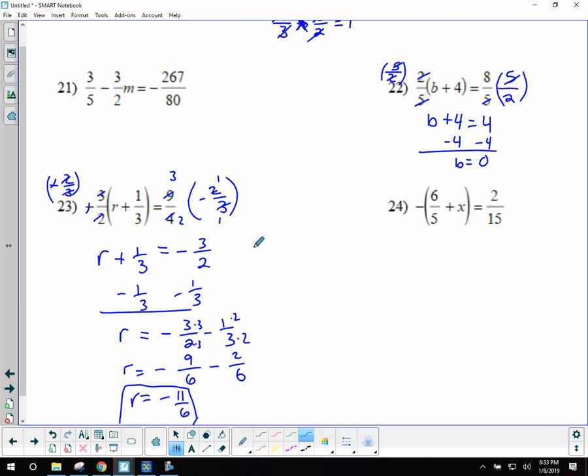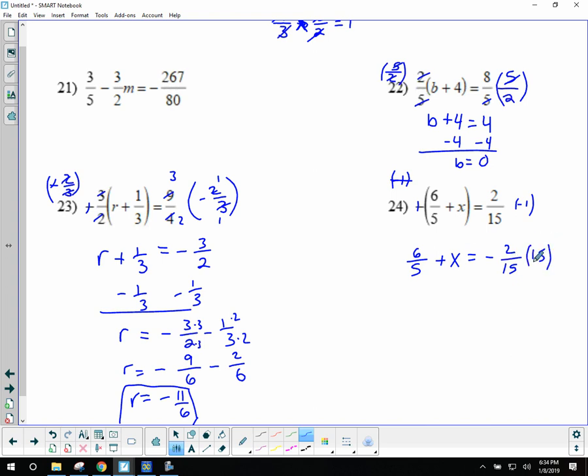Let's look over here. Let's take care of this guy. That's right. Multiply both sides by -1. So this negative, that negative cancels. So we're just going to bring down 6 over 5 plus x to -2 over 15. Just like before, let's multiply everything by 15. Everything.